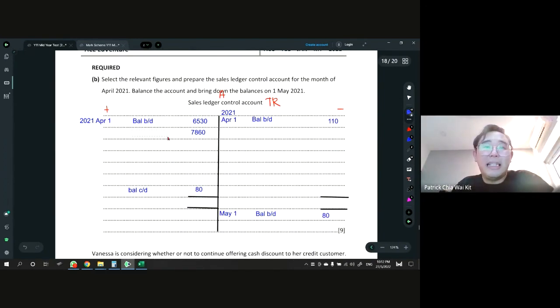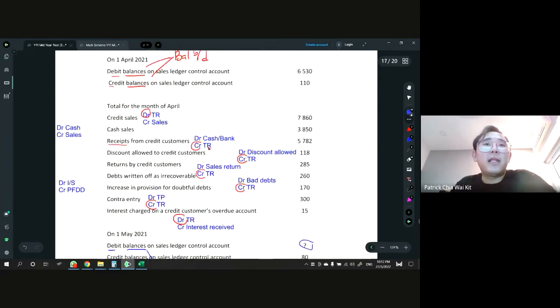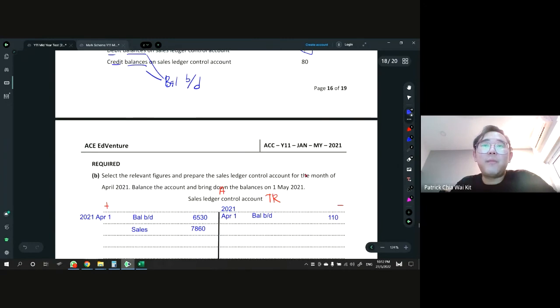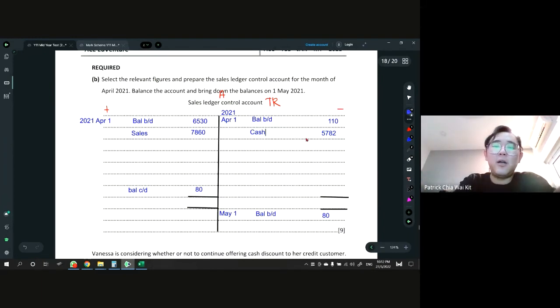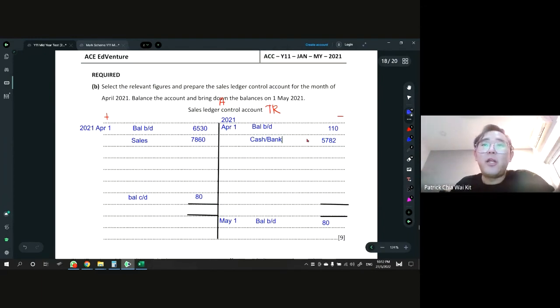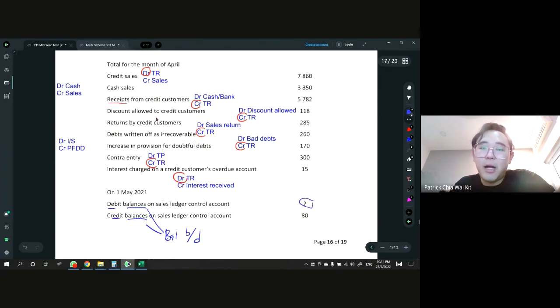So what do I write for the details? I have to write sales. You cannot put TR because this is the TR title, so you cannot put TR back. So put sales here. Next one is cash bank, so CR, the right hand side, 5782. Okay, the CR side, and for the details you put cash or bank. You cannot put the details as a receipt from credit customer. No, you have to put cash or bank.